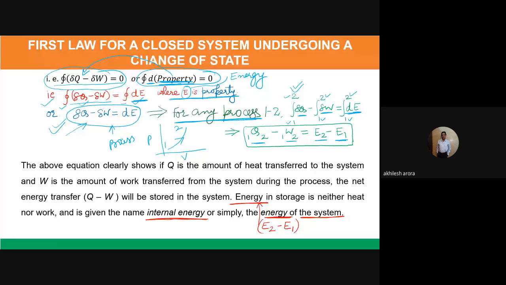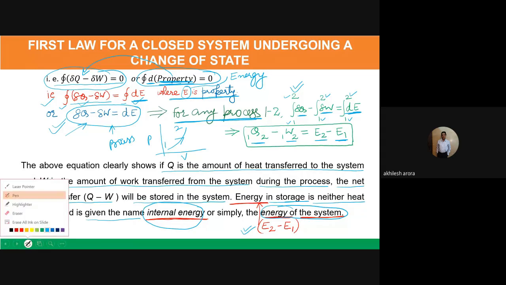Now this above equation clearly shows Q is the amount of the heat transferred to the system, and W is the amount of the work transferred from the system during this particular process. The net energy transfer Q minus W will be stored in the system, and this energy in storage, that is E2 minus E1, is neither heat transfer nor work transfer, and is given the name internal energy or simply energy of the system. So you should always remember that the difference of Q and W is actually energy or internal energy. So what exactly does it mean?